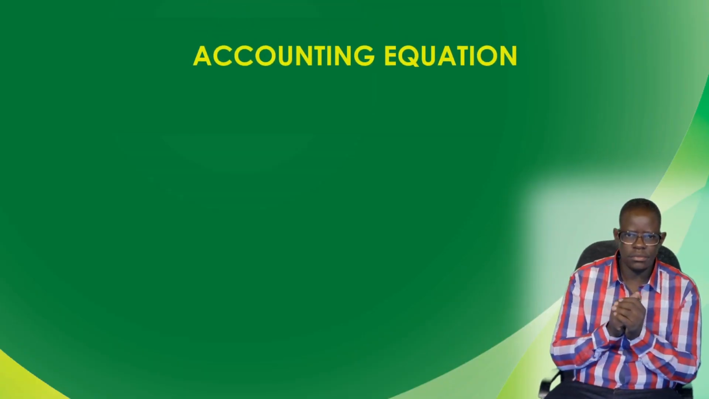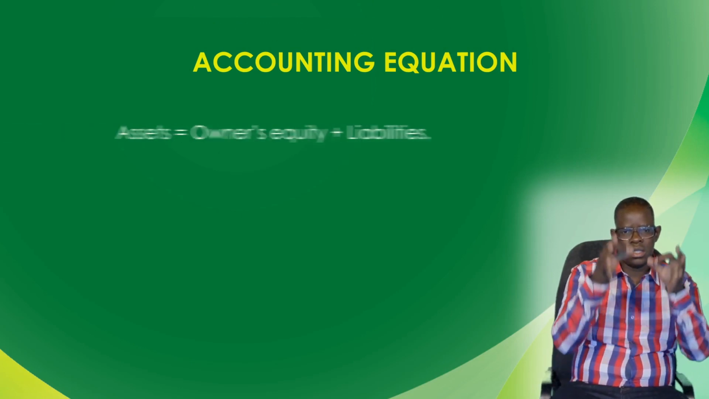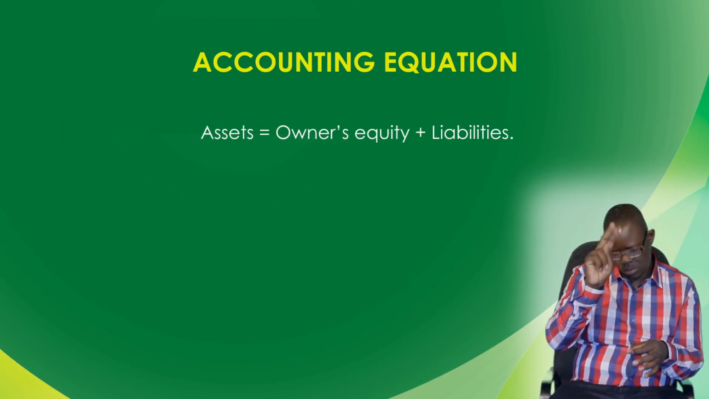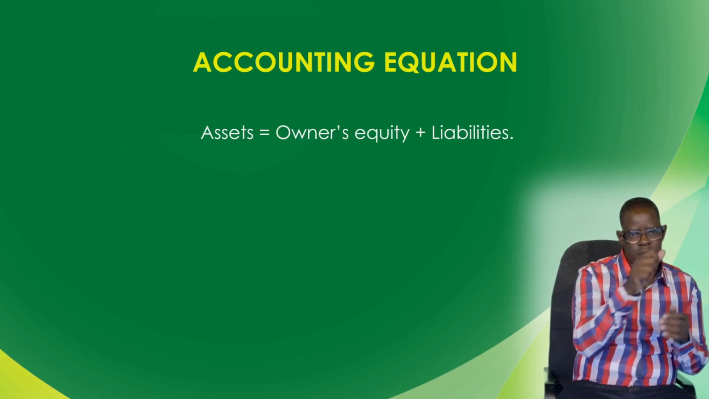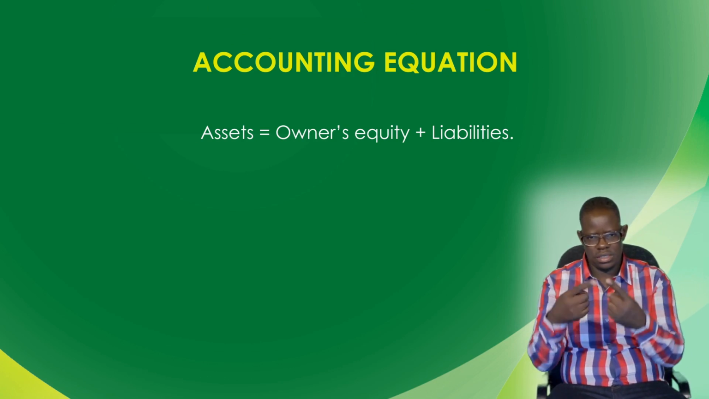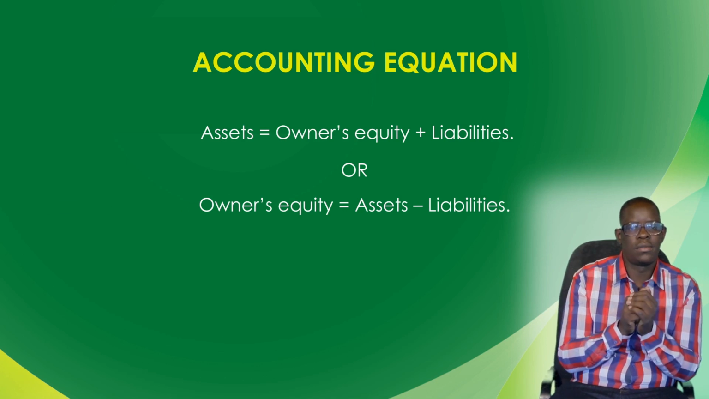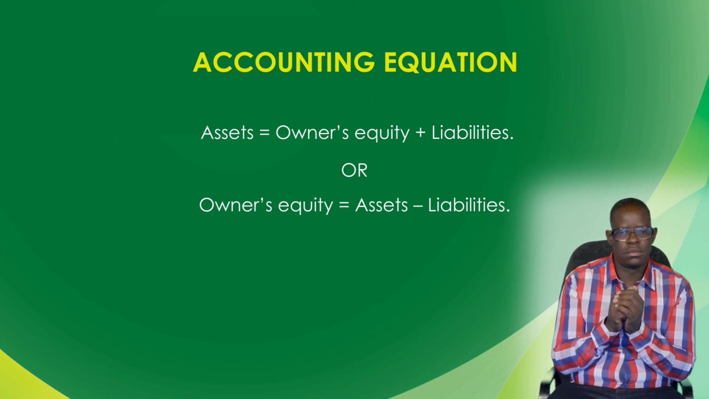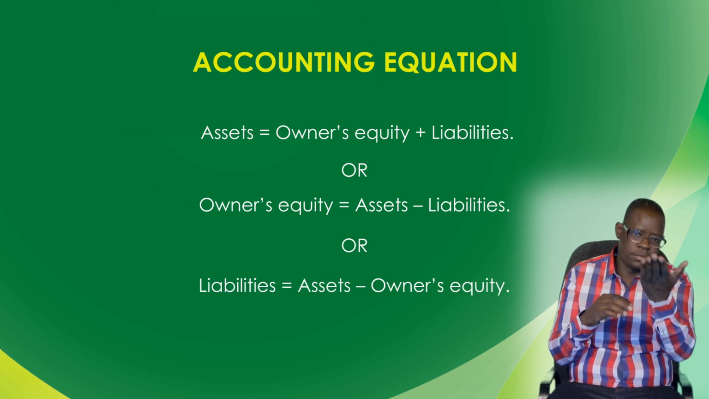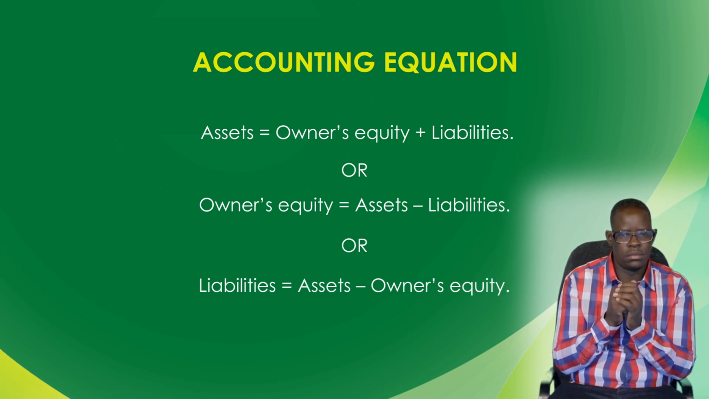I think you said it all. Cause it says that accounting equation is assets equals owner's equity plus liabilities that is mostly used, or owner's equity equals assets minus liabilities, or liabilities equal assets minus owner's equity. So total assets of the business is equal to total liabilities and owner's equity.